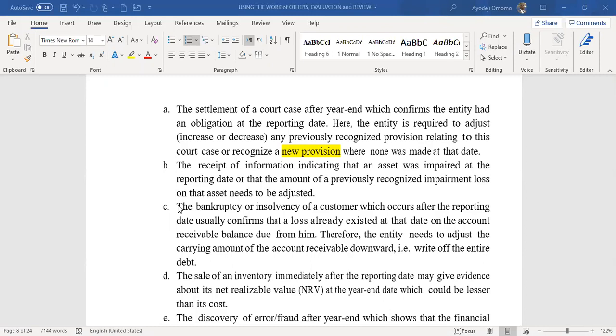Now, you can see this C, the example I'm giving you in C is the bankruptcy of a customer, which occurs after reporting date.